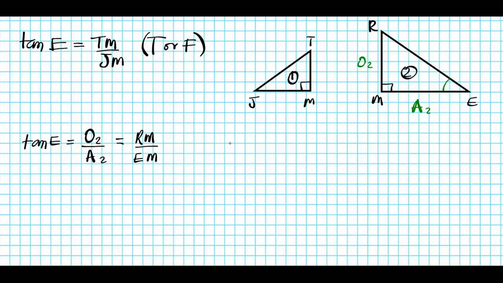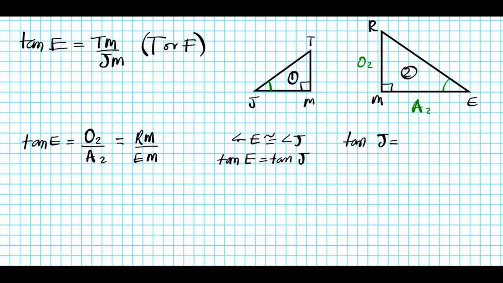Okay, but we also know what? We know that angle E corresponds to angle J. Since they're similar, corresponding angles are congruent. So angle E is congruent to angle J. What does that mean? Well, it follows that tan of E is equal to tan of J since the angles are congruent. Now, let's write down some trig ratio for tan of the corresponding angle J.